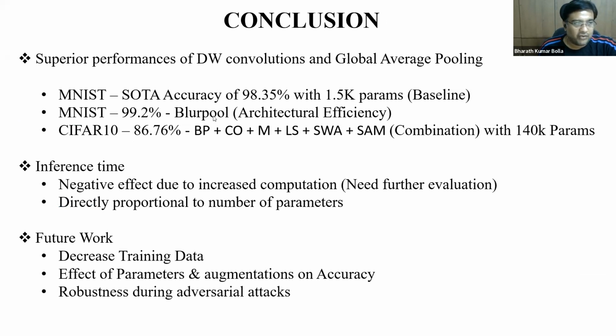On MNIST, when we add Blurpool, which is an architectural efficiency, I would share the GitHub URL related to this code. And on CIFAR-10, you have 86.76, right? So when you combine this with all these optimizations, and inference time, that is definitely directly proportional to the number of parameters.